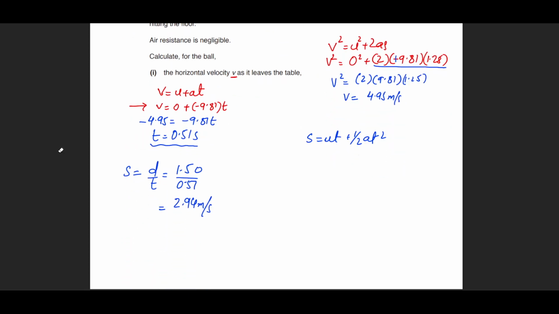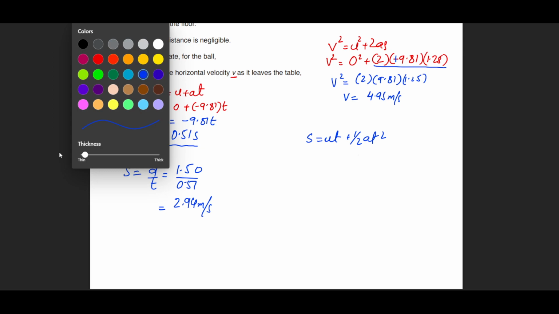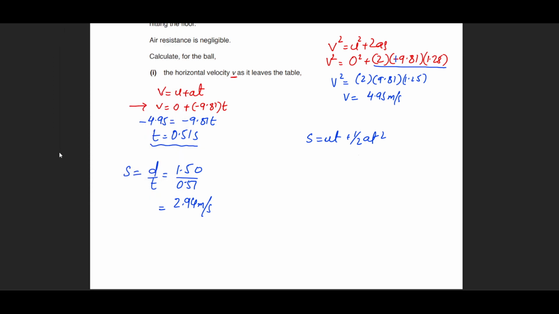Now let's look at this idea of how we could have found time using this equation. Again, it's all about concept. Here you will encounter another problem: we can't put the acceleration due to gravity as negative.